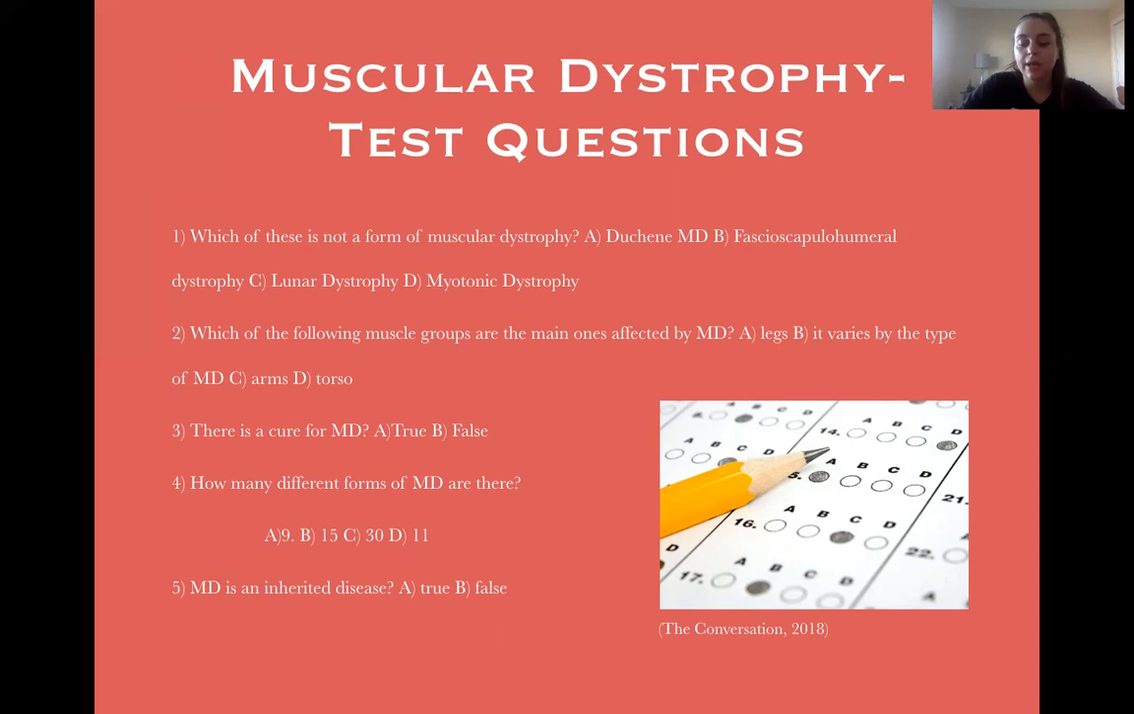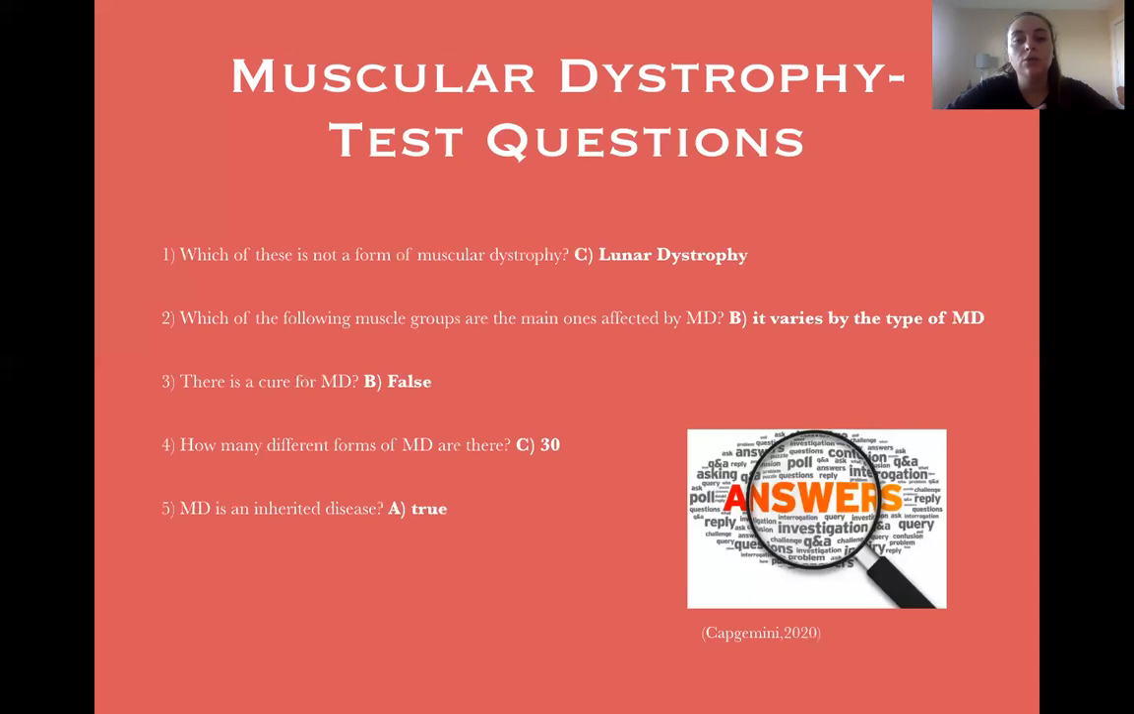All right, let's go to the answers. So lunar dystrophy is not a form of muscular dystrophy. Cool name, but that is not a form. B, it varies by the type of MD. So as I mentioned, there are 9 really common MDs. They can affect the legs, face, arms, upper legs, lower legs, it's very varied.